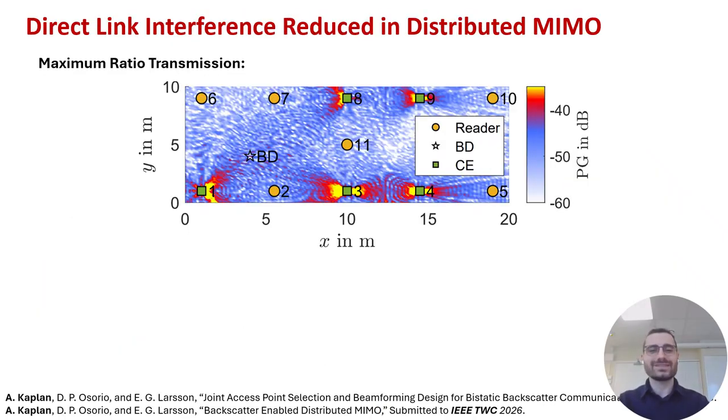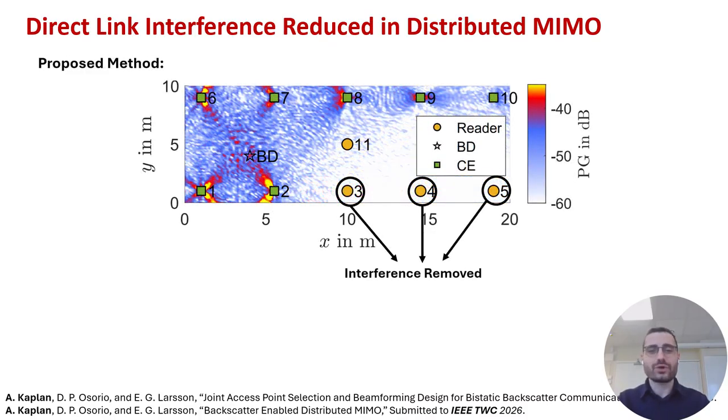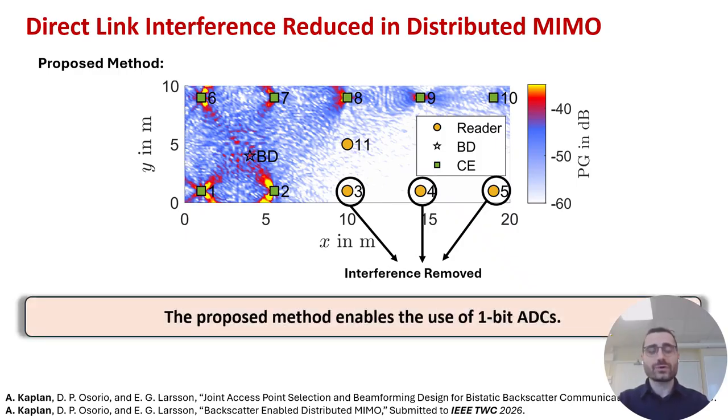We also extend this idea to distributed networks. As you can see, for the distributed setup, at the reader locations there is interference while we focus power to the backscatter device. With the proposed method, we optimally select access points and design beamforming coefficients such that interference at the reader locations is removed, while we still focus power to the backscatter device. As a result, we can use low-cost hardware in our access points.